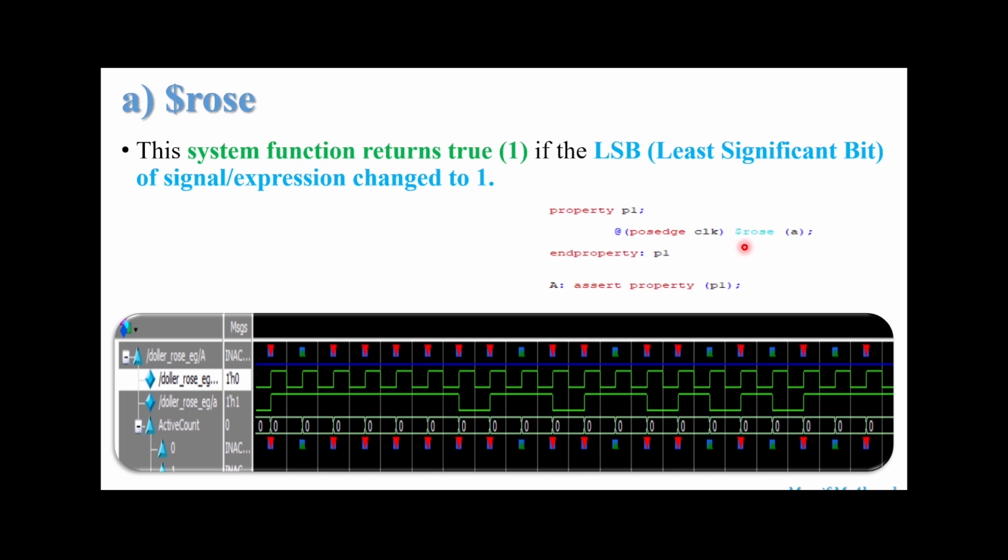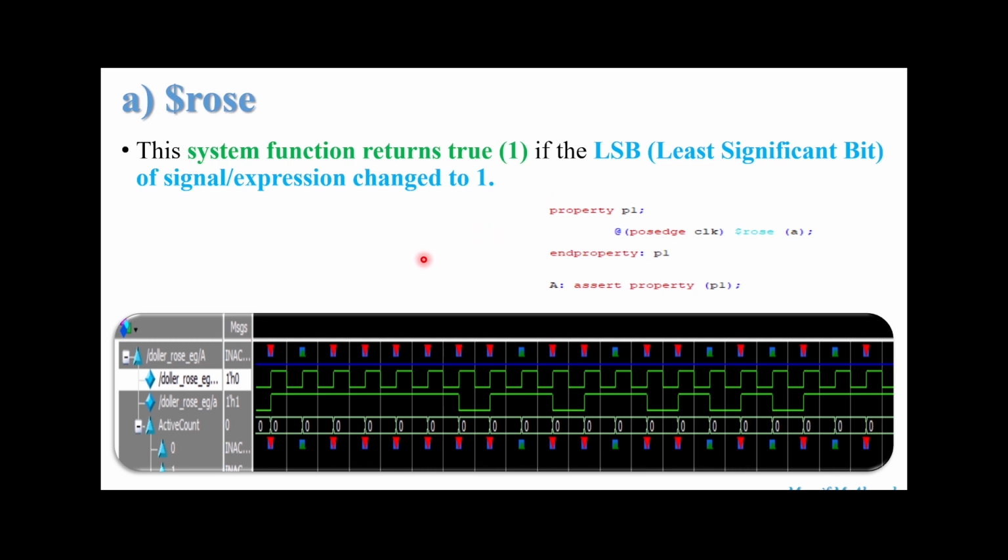If it is changed to 1, we'll find the assertion will pass, else the assertion will fail, and then we are asserting that property. Okay, this is the sample code, not the complete code. I will show you the complete code. Okay, let's try to understand this with the help of this waveform.